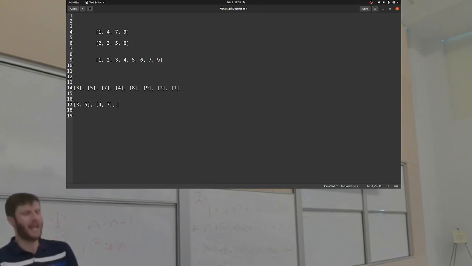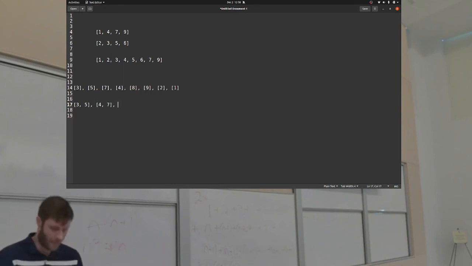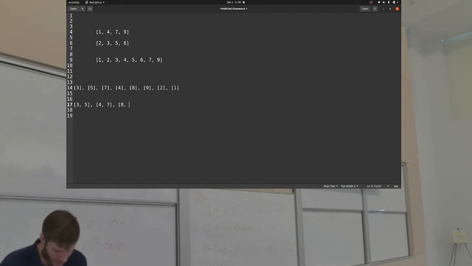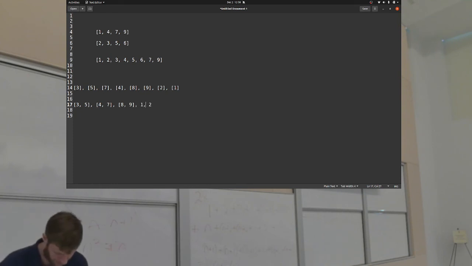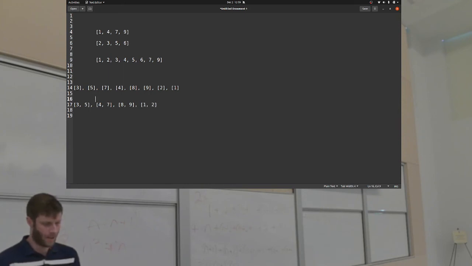Now I'm comparing 8 and 9. What comes first? 8. All right. And then 9 gets tacked onto the end. And then 2 and 1. What comes first? 1. Okay, great. I had to do 1, 2, 3, 4. To get to here, I did 4 merges.